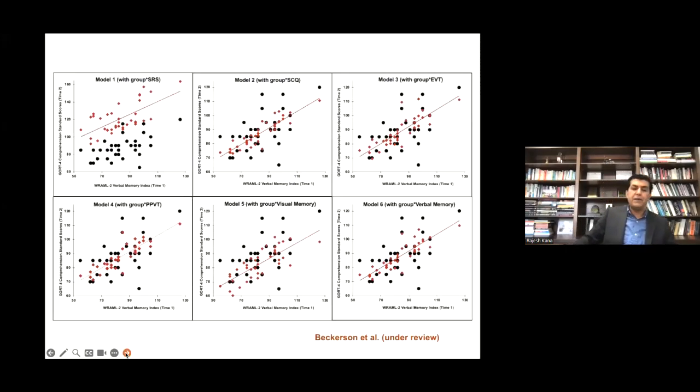This is a complex graph, but the quick take-home message here is that, again, we tested several different functions, and one of the key things coming out of this is basically verbal memory, right?